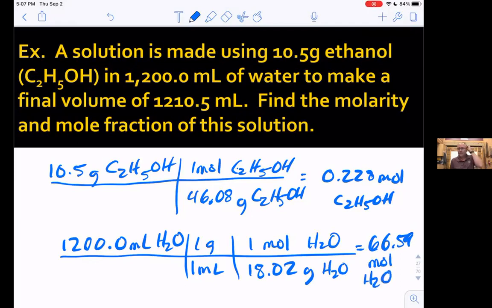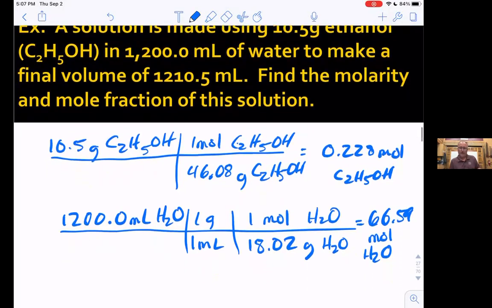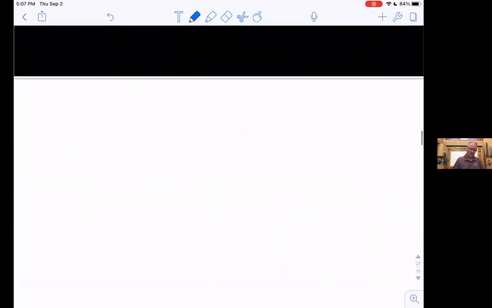So right there, I've got both of my, and that's 62.59. Sorry, my handwriting's kind of sloppy. 66, yeah, 66.59. So those are my 2 moles. And if I have both of those, I could go solve for mole fraction. It asks to solve for the molarity and the mole fraction of this. So I'm going to go ahead and do that here on this next slide.